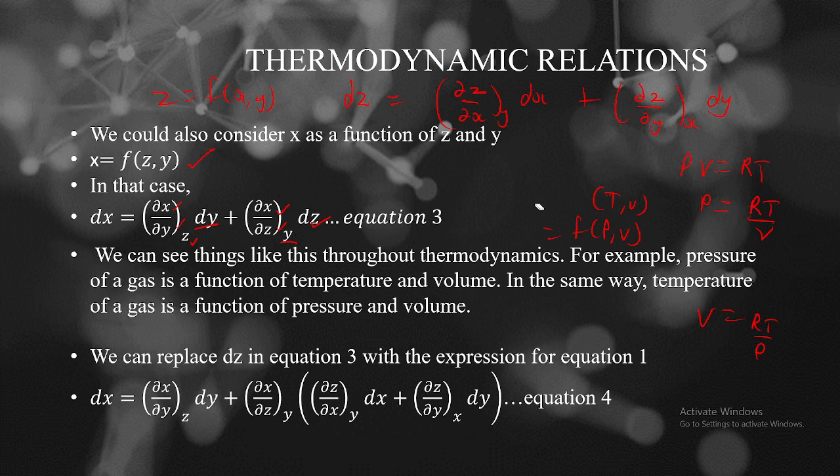So initially we expressed z as a function of x and y. Now we're expressing x as a function of z and y. So we have this first equation we came across, and then we have this equation now, the expression for dx. Now what we can do is replace the dz we had from equation 1.